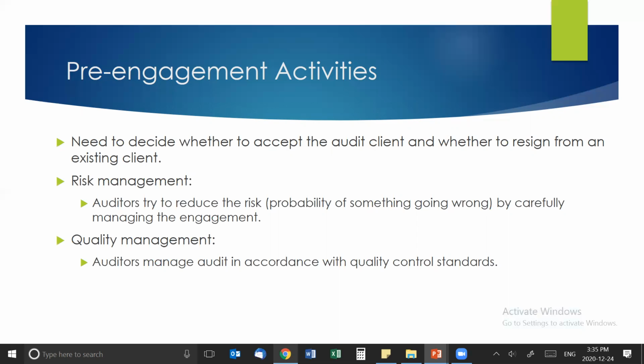So when they're looking at their pre-engagement activities, whether or not to accept their client, they need to look at how risky this is. What is the probability of something going wrong? Can we manage that risk? Or if we cannot, maybe we shouldn't accept the audit client. They're also going to manage the audit in accordance with the quality control standards. They always have to keep that in mind, whether this could be adhered to.